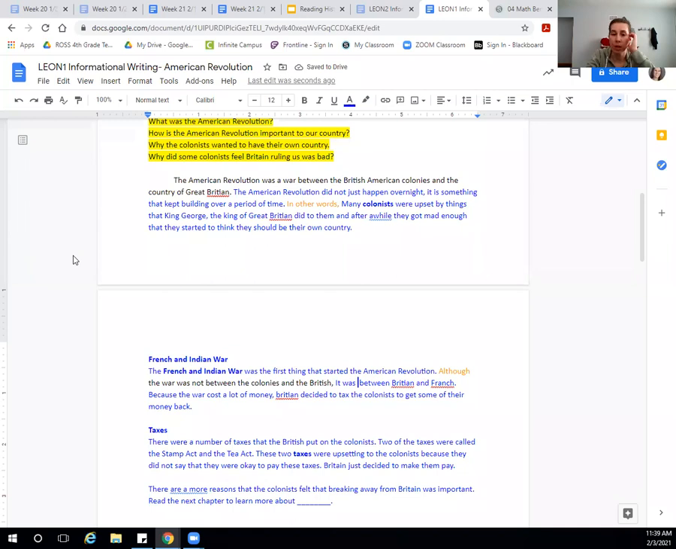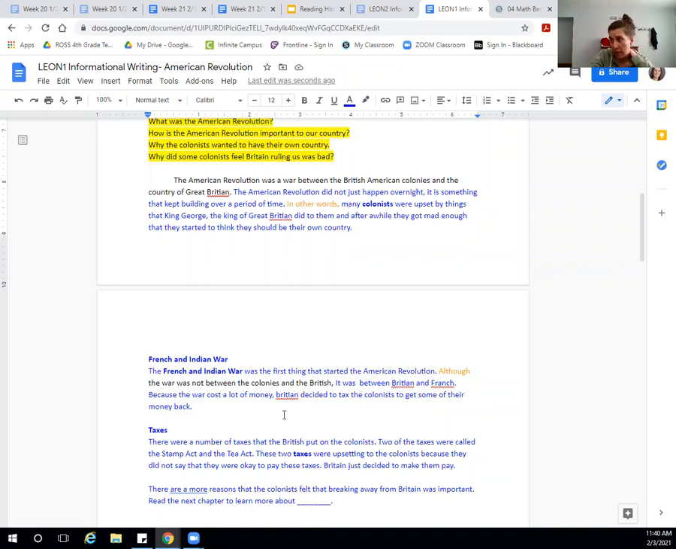So I've gone through here and I've reread some of my writing and I decided to add a few transitional words within my writing. Before it said the American Revolution did not just happen overnight, it is something that kept building over time. I added this transitional phrase because it fits in well here. In other words, comma, many colonists, that does not need to be capitalized, many colonists were upset by things that King George, the King of Great Britain, did to them. And after a while, they got mad enough that they started to think they should have their own country.